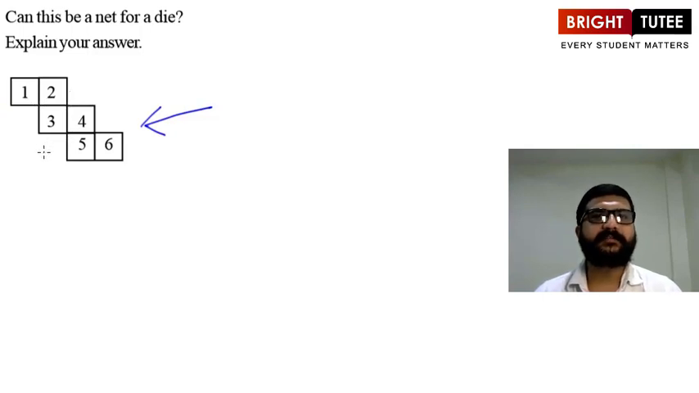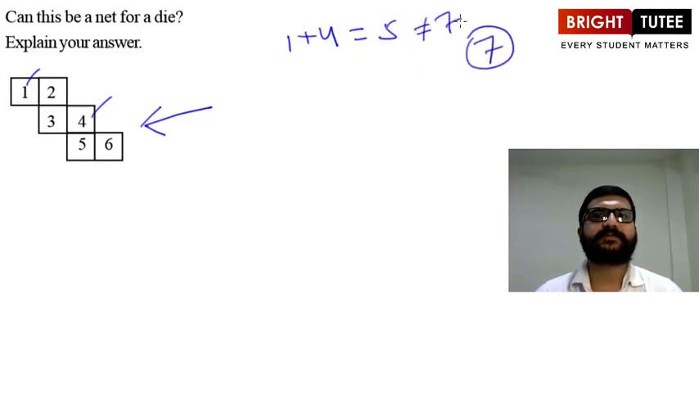Now we have to check the sum of the numbers on the opposite faces. So you will get 1 and 4 as the opposite faces. 1 plus 4 is 5, but the sum of the numbers on the opposite faces should be 7, and this 5 is not equal to 7. So therefore we can say no, this cannot be the net for a die.